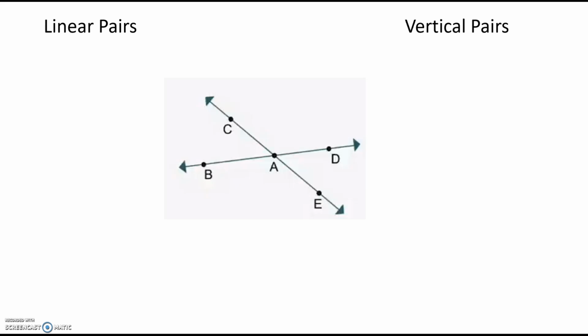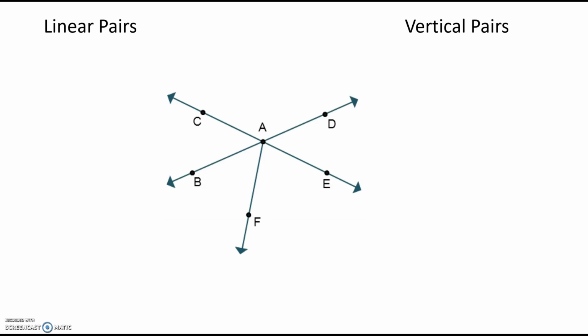All right, vertical pairs. Vertical pairs are on opposite sides. So we have CAB and DAE. We have another vertical pair in CAD and BAE. The hardest part when it comes to these vertical pairs is identifying when we have something in there that changes the way we have to look at it.